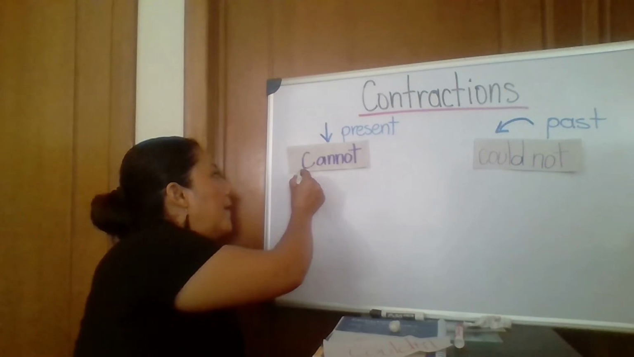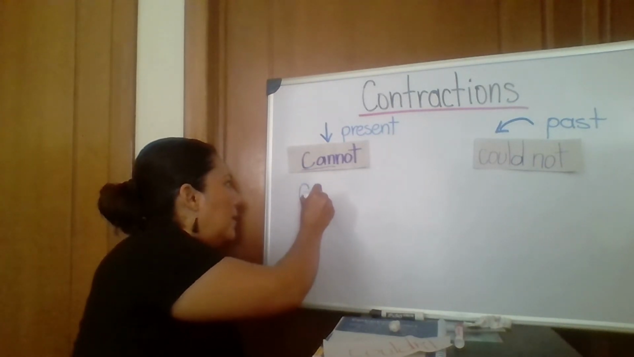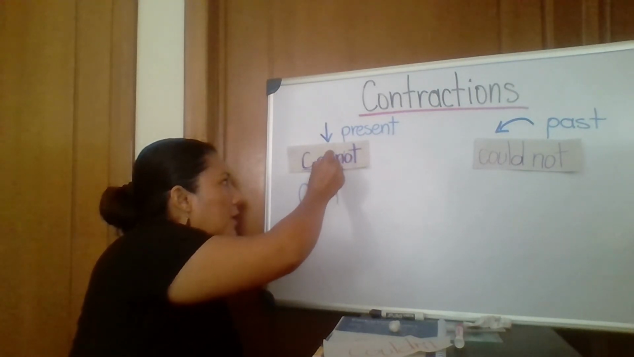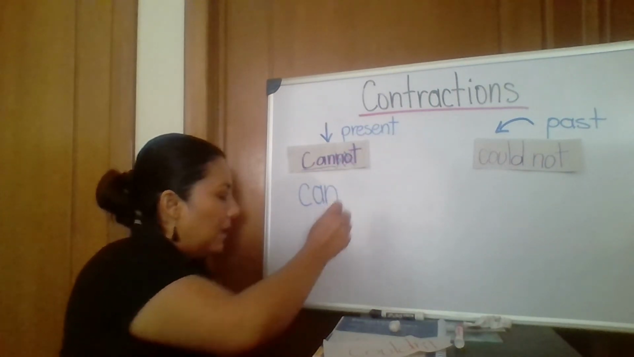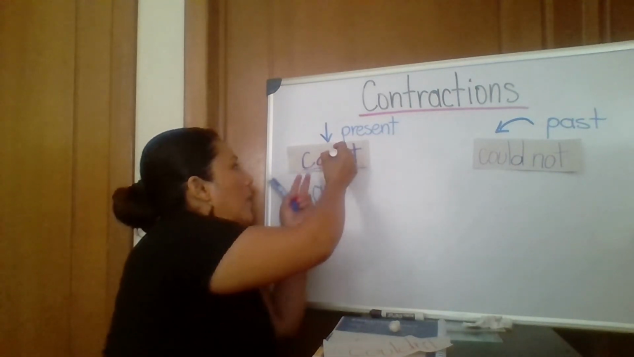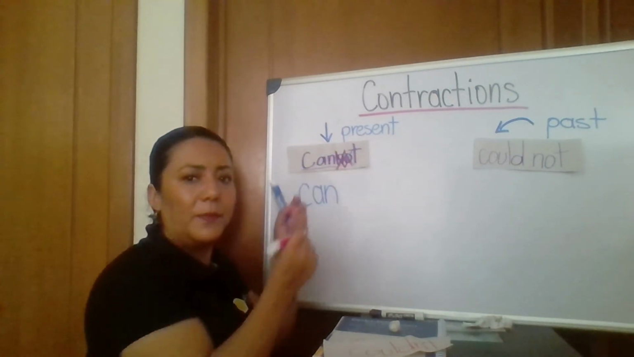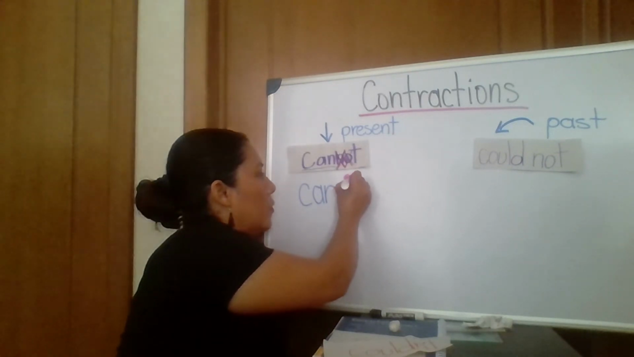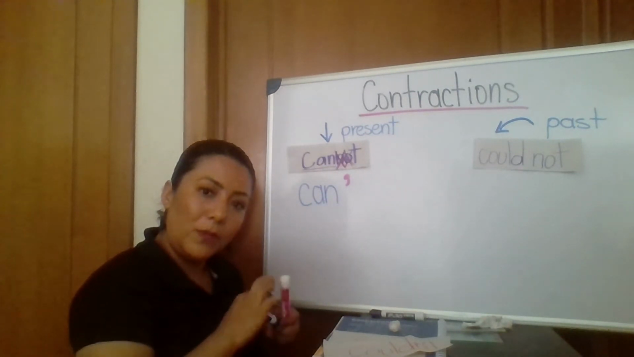So we keep the first part. Can we drop some letters? In this case, two. And what do we use in that place where we dropped those two letters? An apostrophe in that place and then the rest of the word. What letter is that?